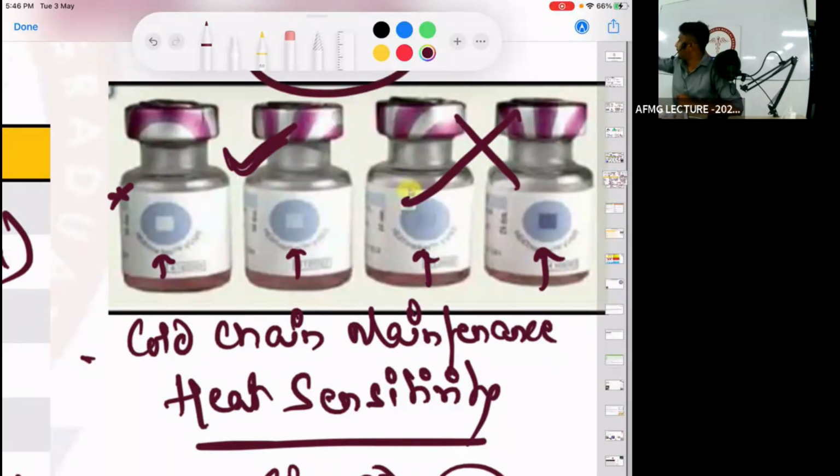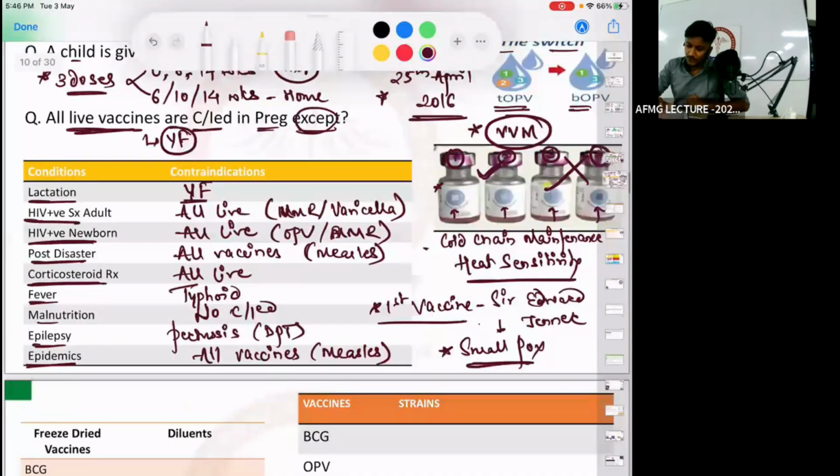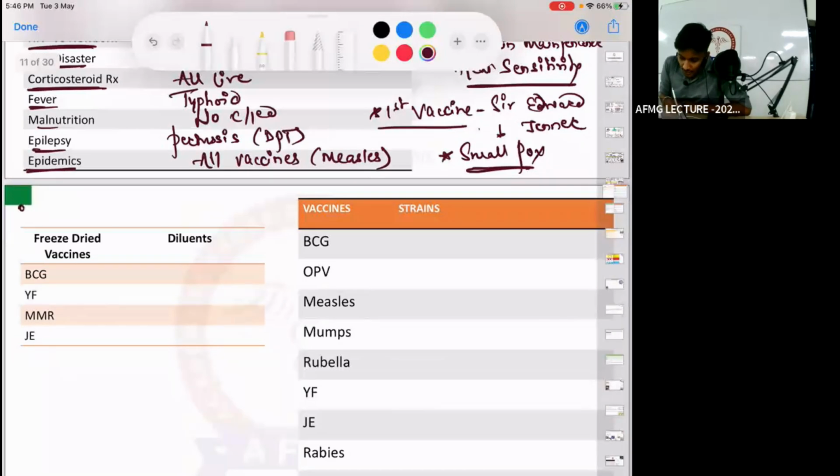If it is the first or second, then the nurse should use the vaccine. If it is the third or fourth, the nurse should discard the vaccine. Now talking about the next one, that is your lyophilized vaccine.